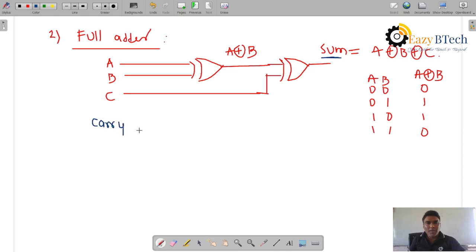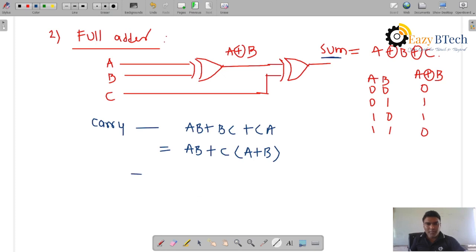Let us see the carry value. The carry is AB plus BC plus CA. We can simplify this: AB plus C common, so it will be A plus B. By simplifying the carry computation, the speed of the device will be increased. Let us see this simplified one.